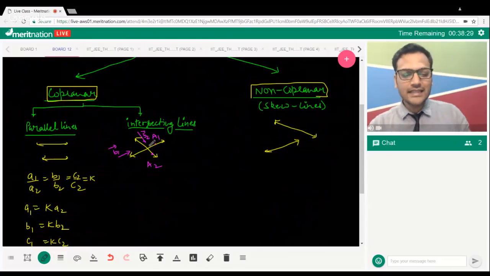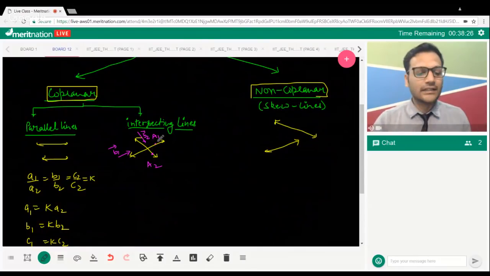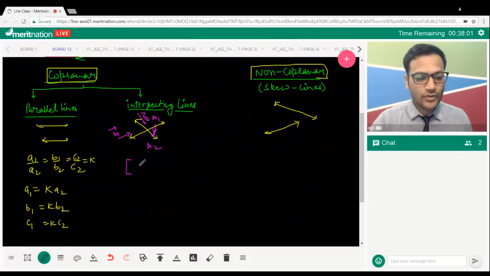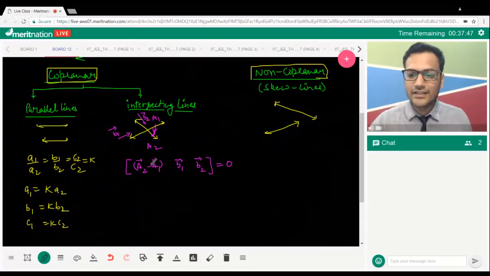So we can say that these lines will be intersecting, or they will be coplanar, if the scalar triple product of these three vectors is zero. What is the third vector? If I join A1 and A2. These three vectors will be coplanar if their scalar triple product is equal to 0. This is the concept of your basic vectors. So A2 minus A1, B1 and B2: if the scalar triple product of these three vectors turns out to be 0, then the given three vectors fall in the same plane. If they fall in the same plane, we can guarantee that they are coplanar.